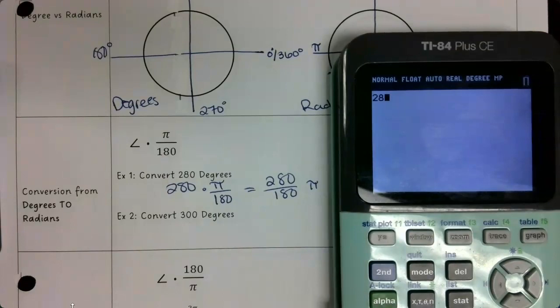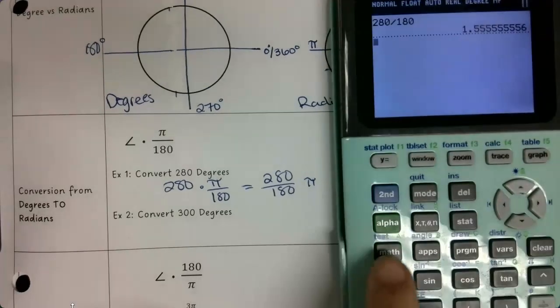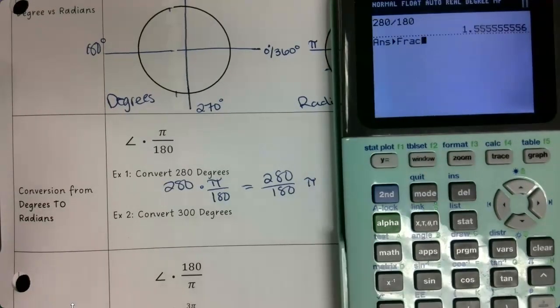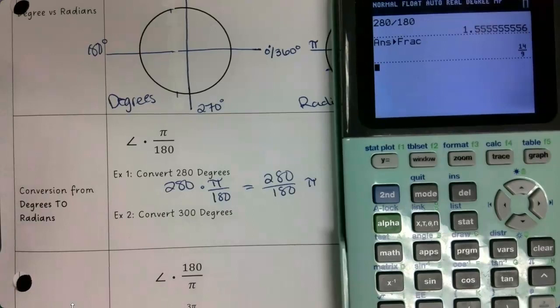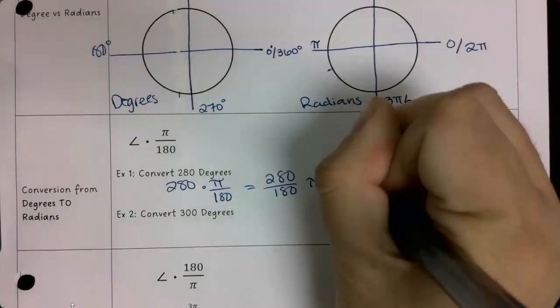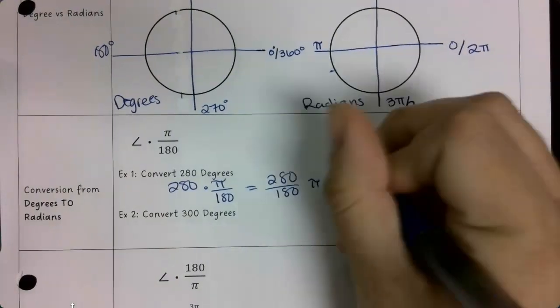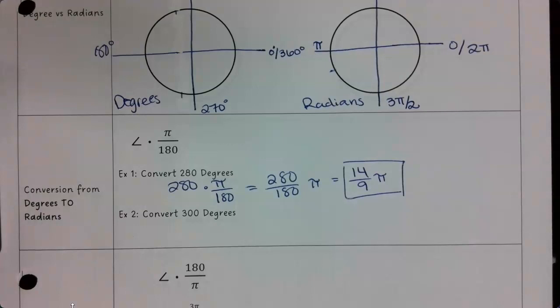So what I want to do is 280 divided by 180, and it gives me a decimal. I want to remember to go to math, and then fraction, enter, and it gives me 14 over 9. So my final answer here is 14 over 9, and then I put back the pi. I don't want to type it into the calculator, because the calculator won't give me the fraction if the pi is there.